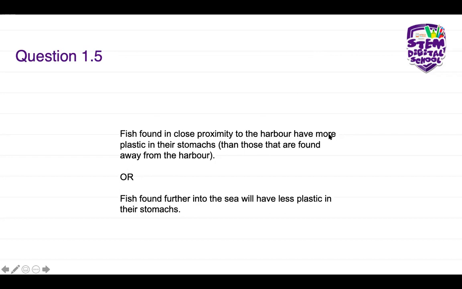So they've got more plastic in their stomachs than those that are found further away. Or you can say that fish found further into the sea will have less plastics in their stomachs. So you see that trade-off. Depending on how your answer is, it doesn't really matter, as long as you're able to distinguish between the fish in close proximity to the harbor and fish that are further in the sea. Okay.